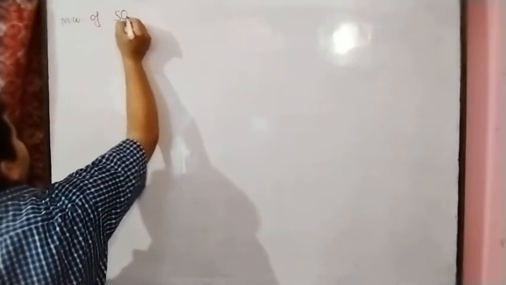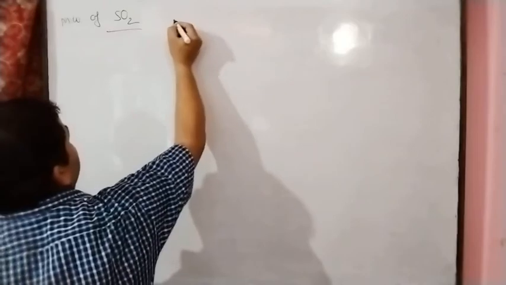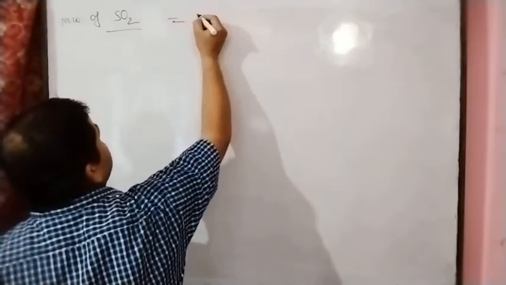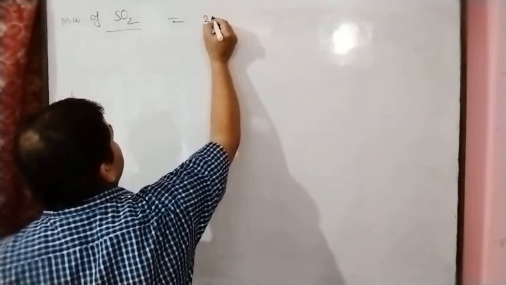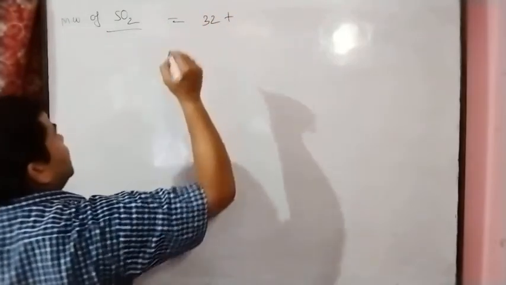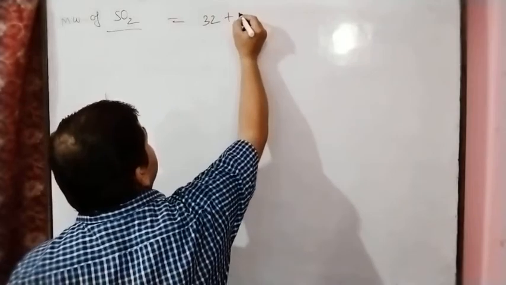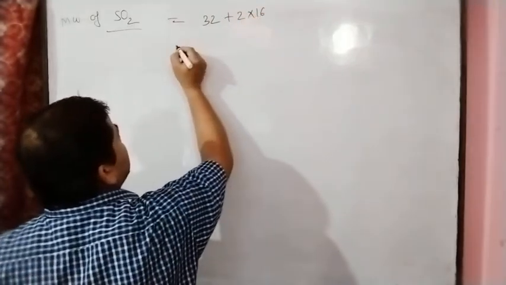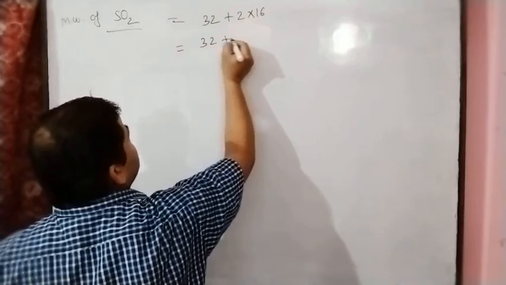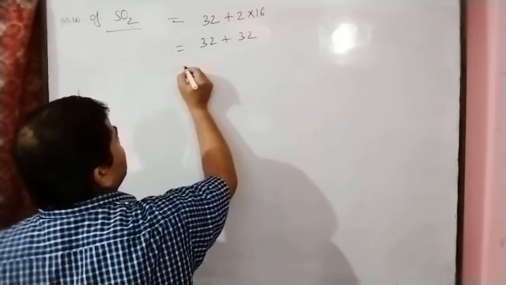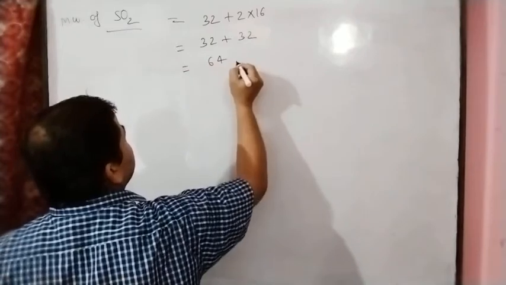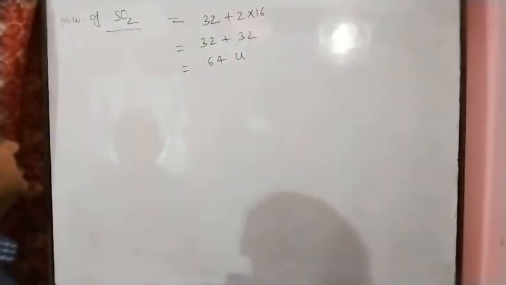So for your practice, calculate the molecular weight of sulfur dioxide. For example, sulfur only 1 atom means 1 atom of sulfur mass 32. Then 2 oxygen, one atom of oxygen mass 16, so 2 into 16. So 32 plus 32, what you will get? 64 atomic mass unit.